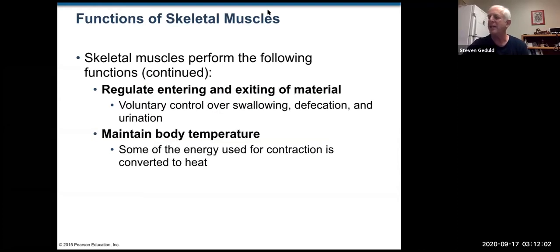They also regulate entering and exiting of material. So voluntary control for swallowing, defecation, and urination. That's under voluntary control. You can control that.